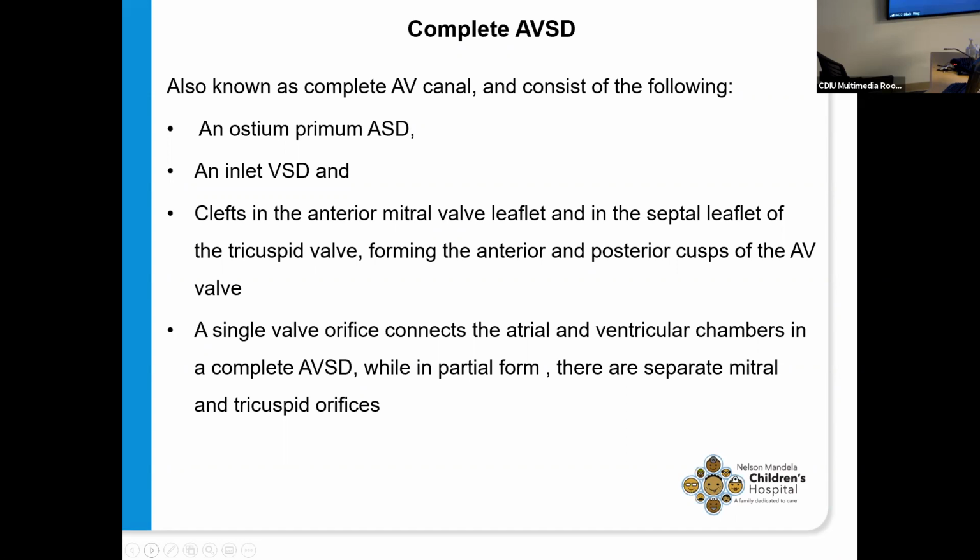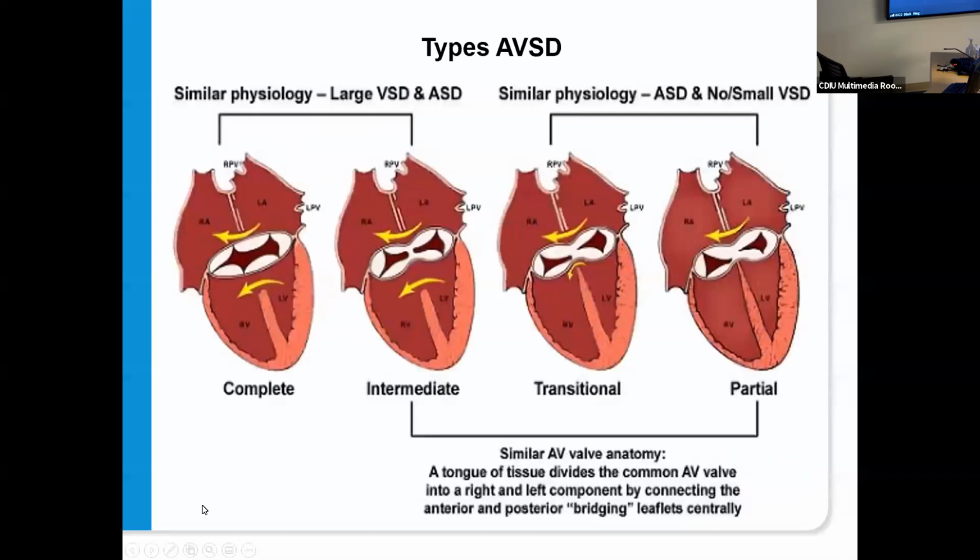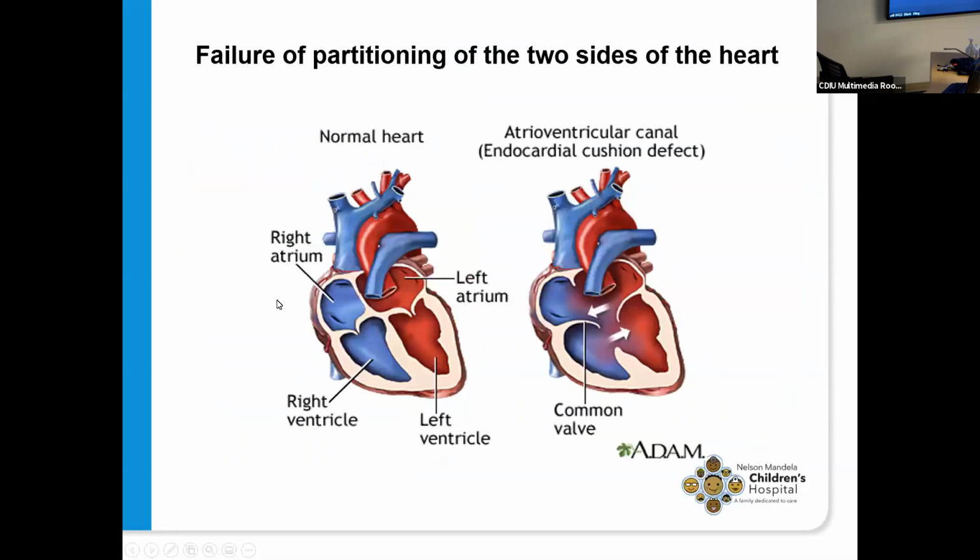Hence, in the picture that we showed earlier, they talked about a tongue. We can go slightly backwards just to show you. They say it's a tongue of tissue that divides. And then it also shows you the shunting of the blood. This is what we are trying to explain.